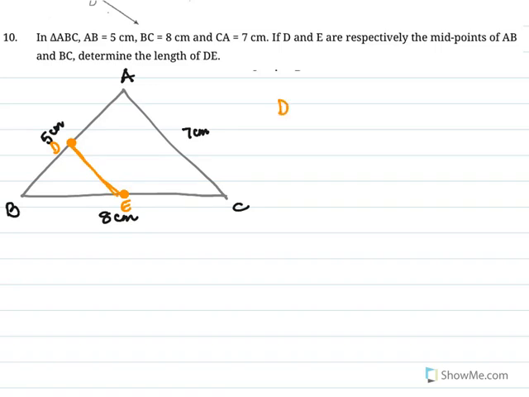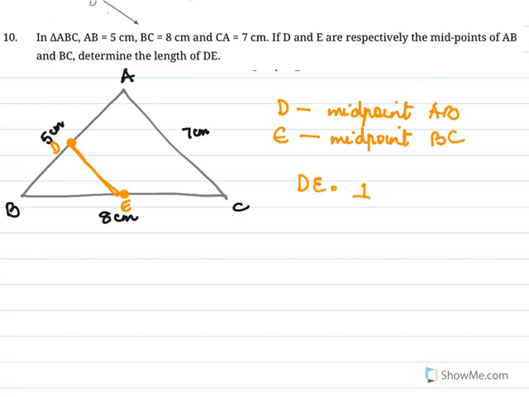Now this is midpoint D, midpoint of AB, and E, midpoint of BC. So I can say DE is half of AC. This is the midpoint theorem. So DE is half of 7. DE equals 3.5 centimeters.